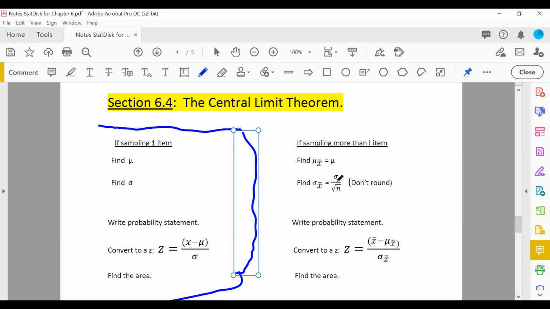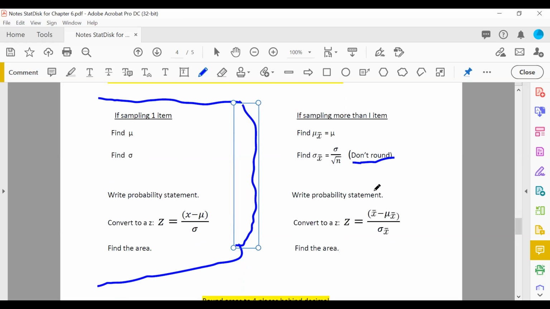You're going to have to do it with your calculator. But it says here, do not round. You got to leave all your digits when you compute that formula. Just don't change it. You're going to write your probability statement. And when you write your probability statement, you're going to write it like this.